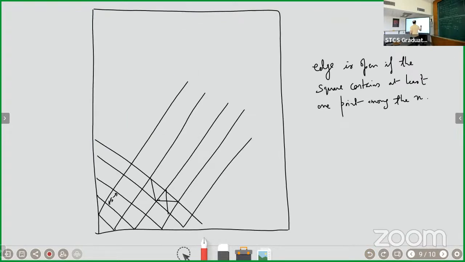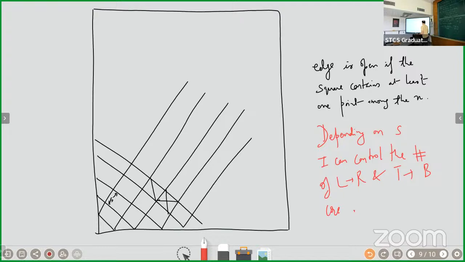So depending on S, control the number of left to right and top to bottom paths. Is this clear, what this means?